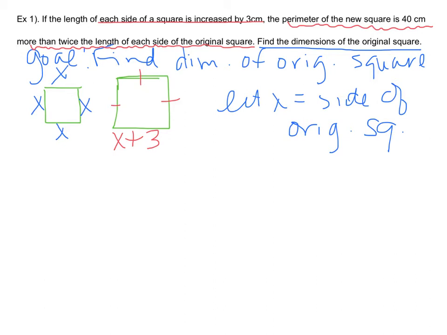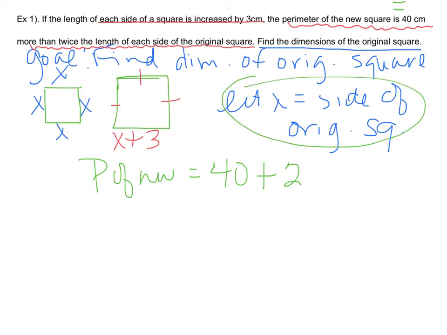We want to find the dimensions of the original square, but it tells me the perimeter of the new square is, what does is mean in math? Equal. So perimeter of the new equals 40 centimeters more than, being plus, twice the length of each side of the original. So twice, and how do we know what the side of the original is? Our let statement. So that is our x.